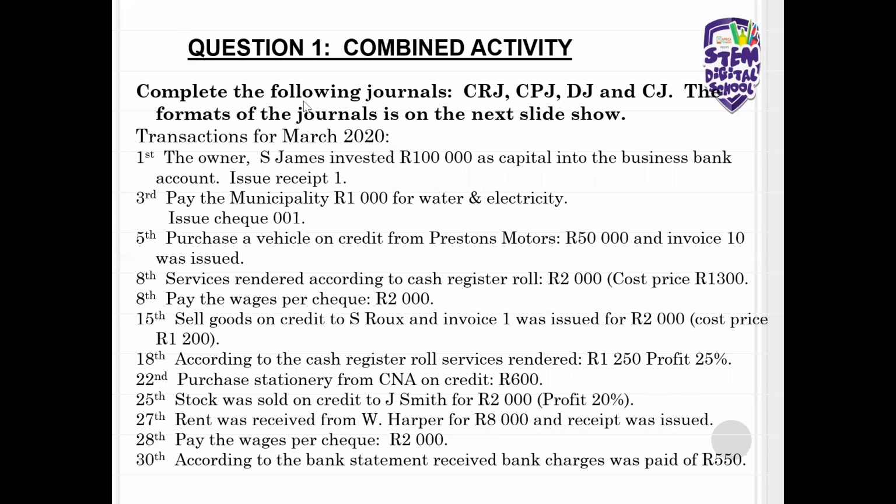Okay, I see there's a question regarding the document number for capital in the CRJ. Must it be, for example, 001 or C1? Because I've learned it as 001. Let me just look at the transaction. Okay, so it is that transaction on the first. The owner, James, invested 100,000 as capital into the business bank account, issue receipt 1. Okay, you use what they give to you. So sometimes it will be 001, but in this case, you're going to use receipt 1. Okay.